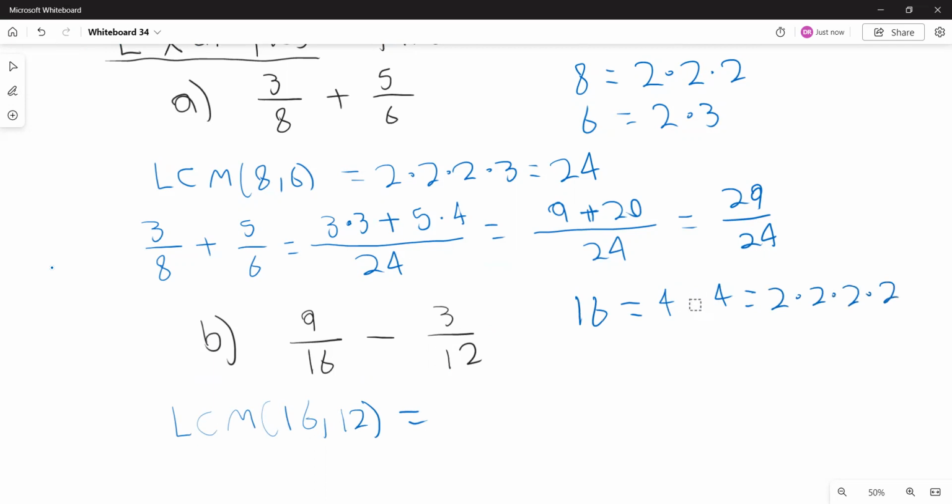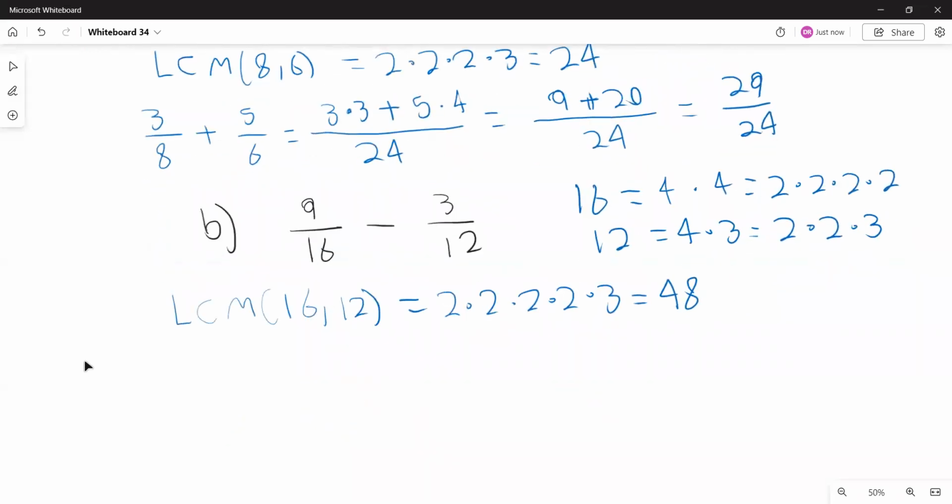Let's keep the multiplication symbols consistent. And 12 is 4 times 3, or 2 times 2 times 3. So the least common multiple is going to be, we have four 2s and one 3. So the least common denominator is going to be 48. That way we don't need to multiply 16 and 12 because that's going to be 192. So it's easier to work with 48 than 192.